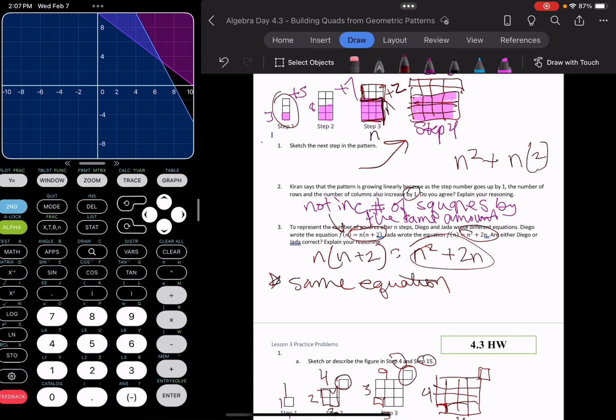And again, you can explain by showing me on the drawing, or explaining that if we were to plug in 3 squared plus 2 times 3, we do in fact get that number of squares. We get 9 plus 6 is 15. All right.